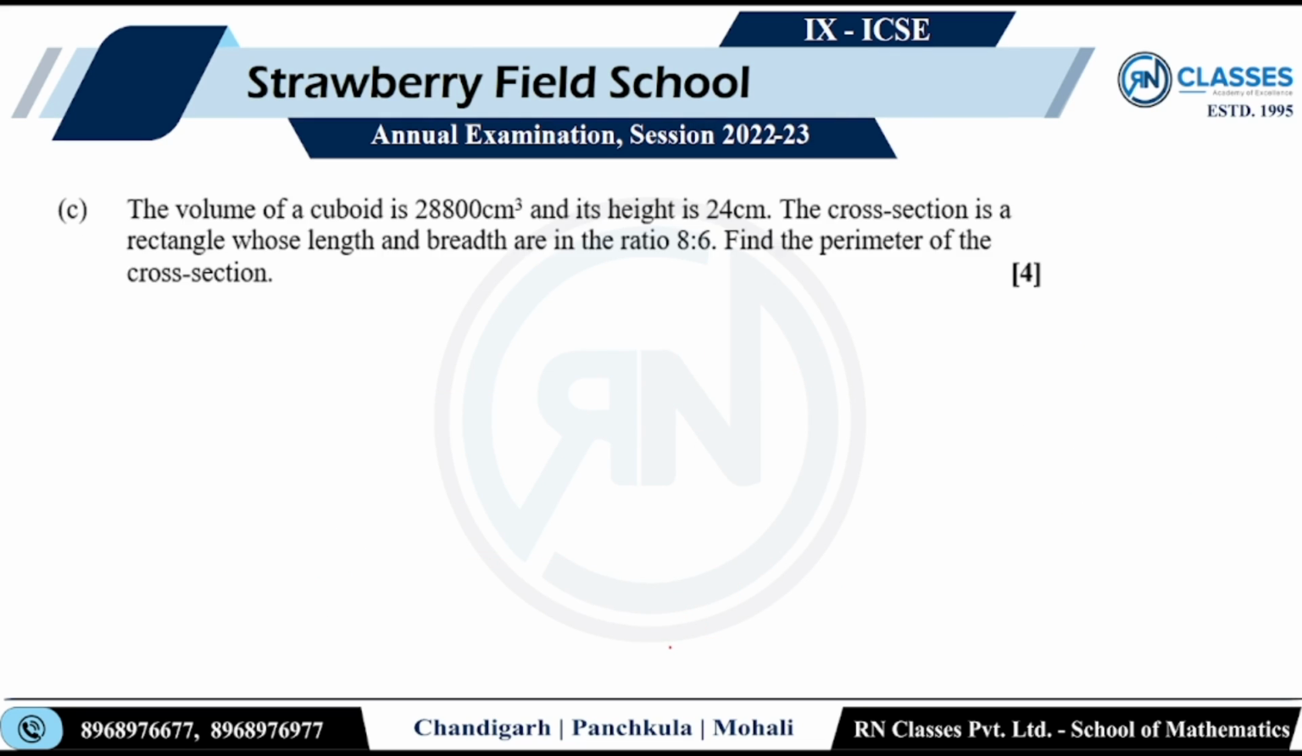And the part C. The volume of a cuboid is 28,800. Height भी दे दी. Cross section of a rectangle, length and breadth are in ratio भी दे दिया, and finally you have to find the perimeter of the cross section, मतलब कि base का perimeter लेना, right? So let's do it. Let me make the cuboid first कि हमें चीजें दिखें पहले.